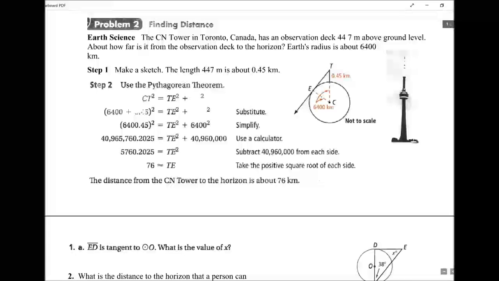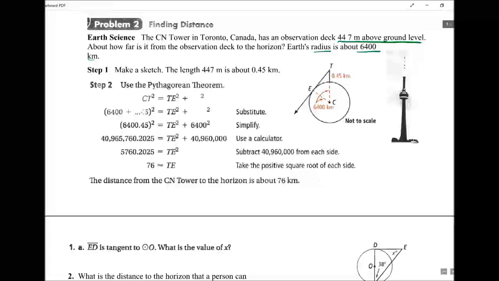The CN Tower in Toronto, Canada has an observation deck 447 meters above ground level. That's probably important. How far is the observation deck from the horizon? So when you look out, you can see the horizon of the Earth, especially when you're up high. And so how far can you see exactly? And we are told that the Earth's radius is about 6,400 kilometers. All right, so we want to make a sketch here, and our sketch is not to scale.